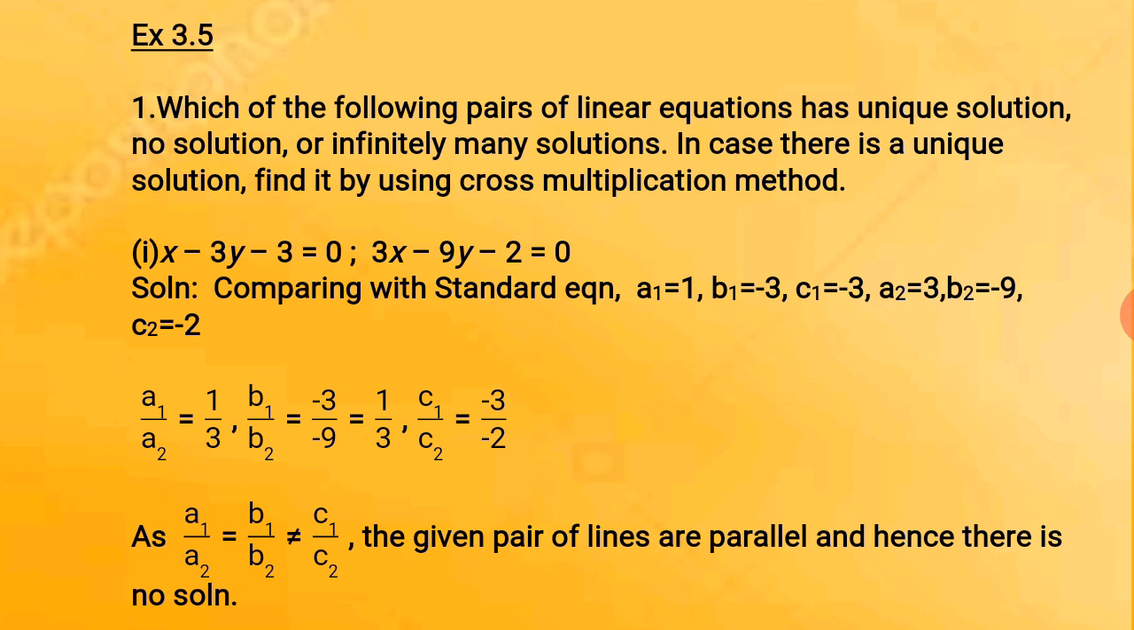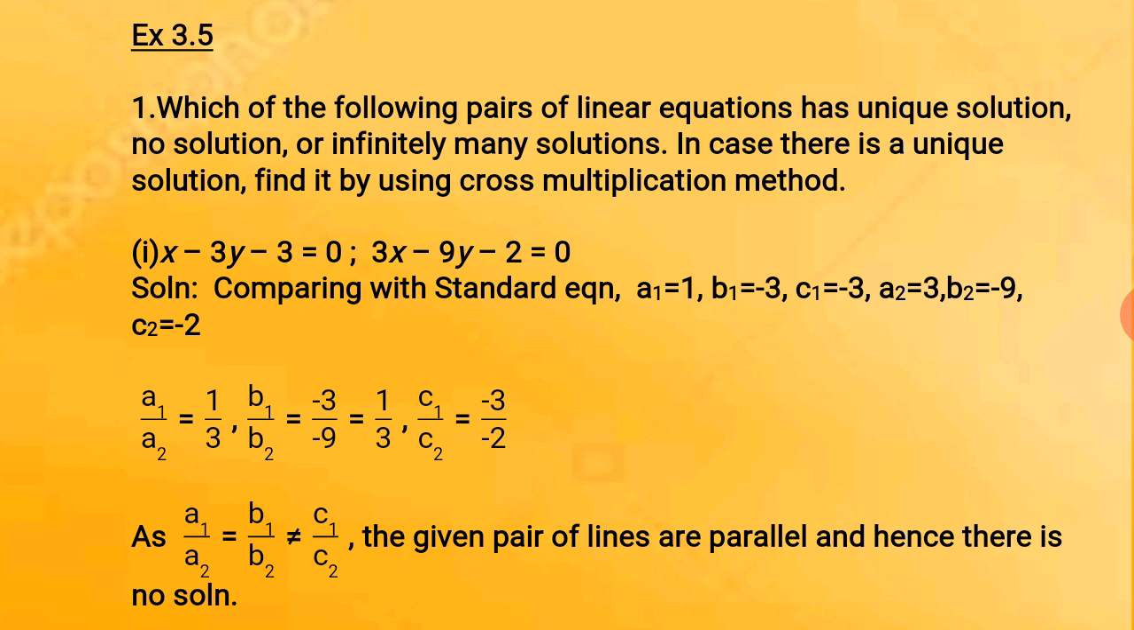If at all the solution comes out to be unique, then we are going to proceed. The question reads as, in case there is a unique solution, find it by using cross multiplication method. So only if we get the unique solution, we will proceed to find out the solution by cross multiplication method.